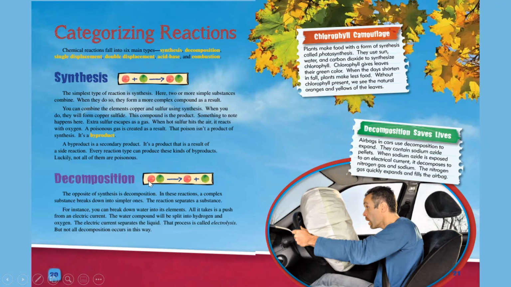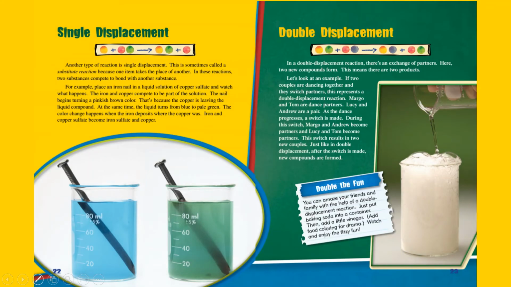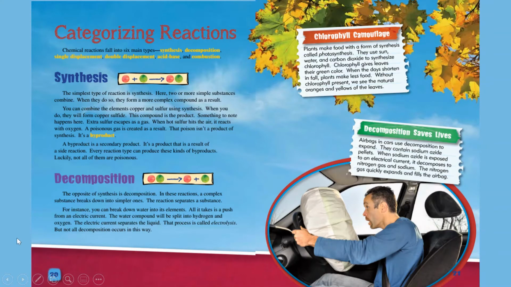Decomposition. A pink and a green to a pink, plus a green. The opposite of synthesis is decomposition. In these reactions, a complex substance breaks down into simpler ones. The reaction separates a substance.